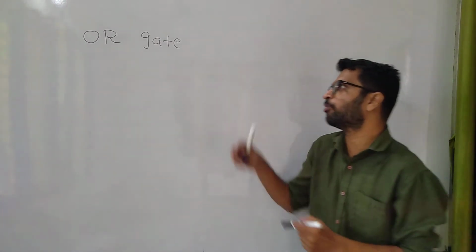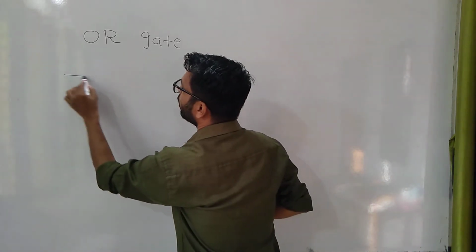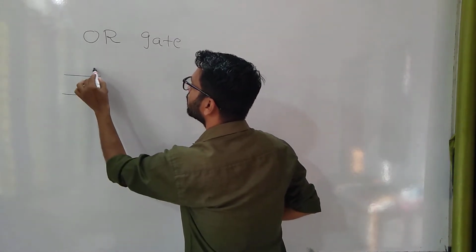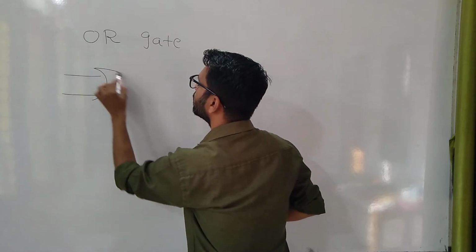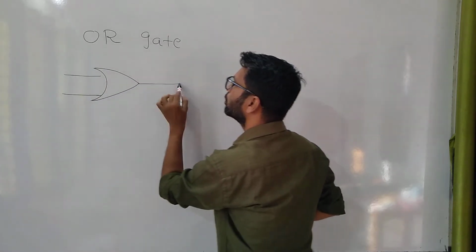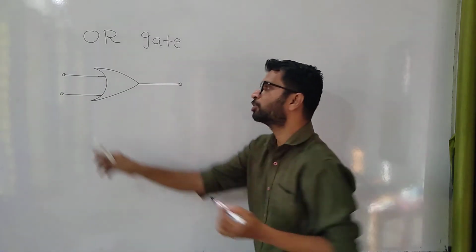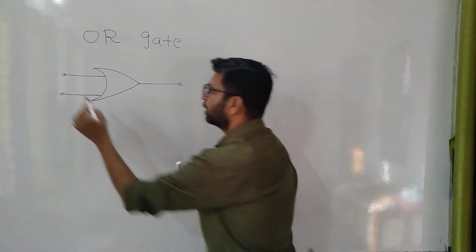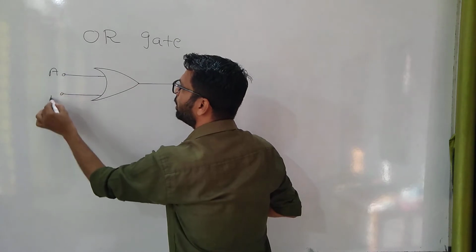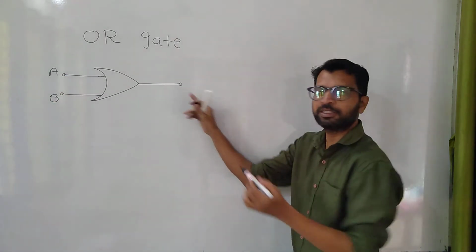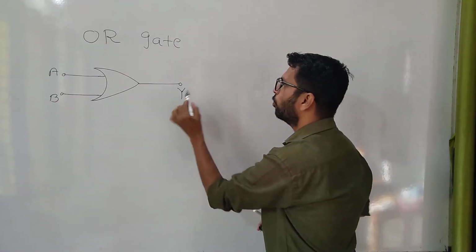So what is the symbol for the OR gate? The symbol for the OR gate is like this. So this is the symbol of the OR gate. These two are inputs of the OR gate. We will name them A and B, and the output is denoted by Y.